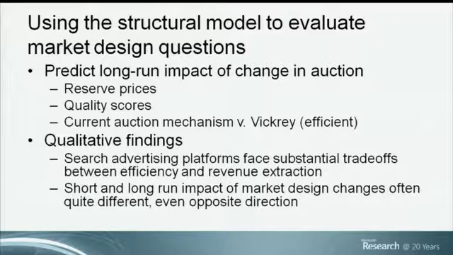We can predict the long-run impact of changes in reserve prices, changes in quality scoring mechanisms. Should we stick with the current generalized second price auction mechanism, or should we use something called a Vickrey auction, which is more efficient? And so qualitatively, one of the things that comes out of this research is that search advertising platforms actually face substantial trade-offs between efficiency and revenue extraction.